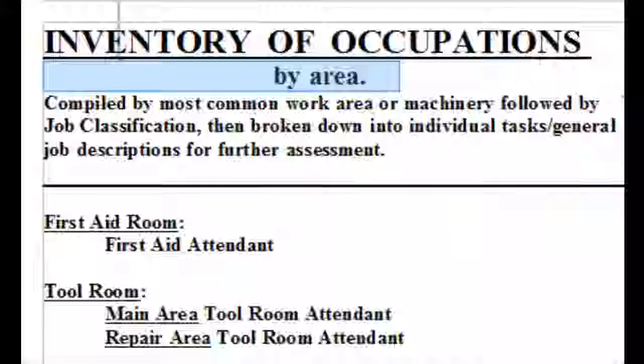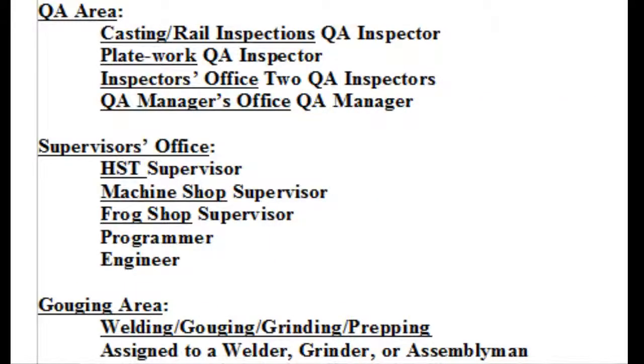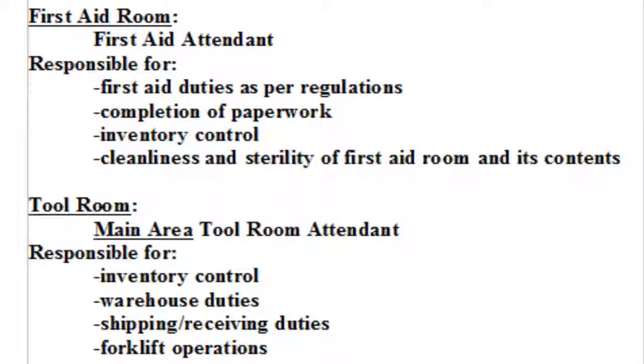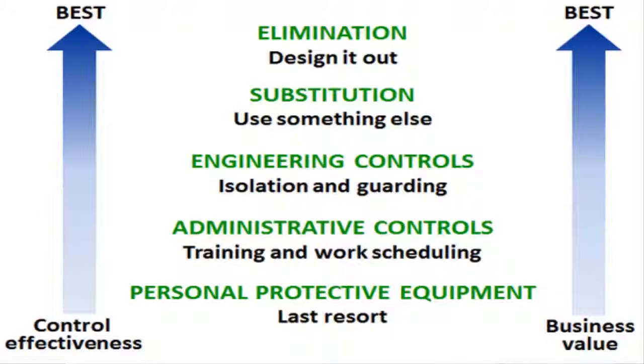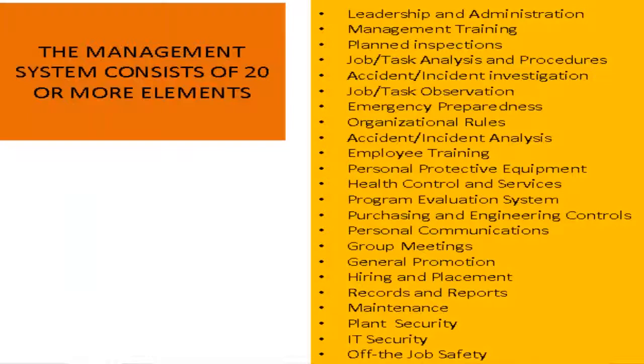How do we do this? We begin by creating an inventory of occupations. And from this, we look at every task required to do the job. For each of these tasks, we can then identify what hazards and risks are associated, and then determine the various control measures needed to ensure that the tasks are done properly on a daily basis. You'll notice that I don't use the term safely, I use the term properly. There's a significant difference between the two, and I explain that in another video.